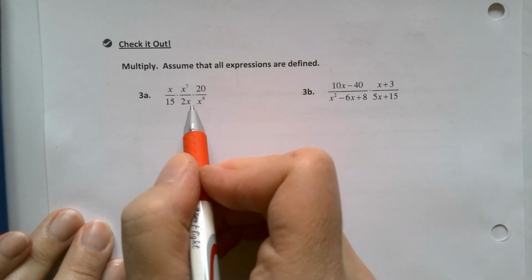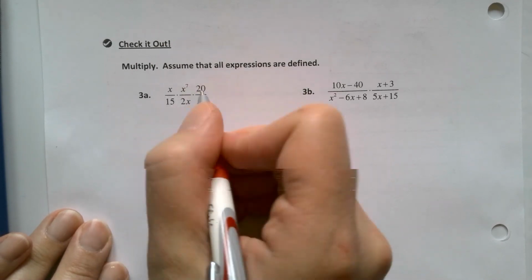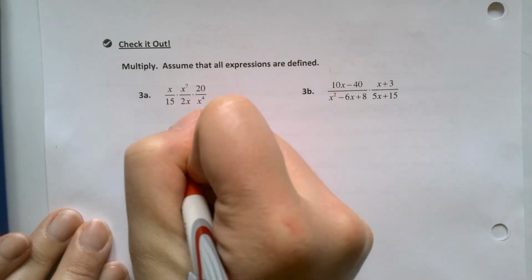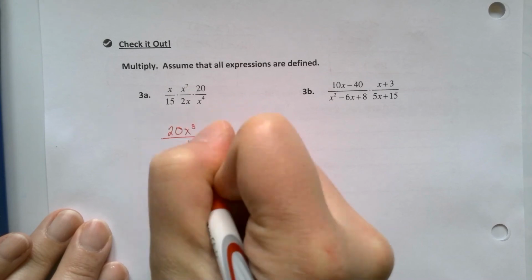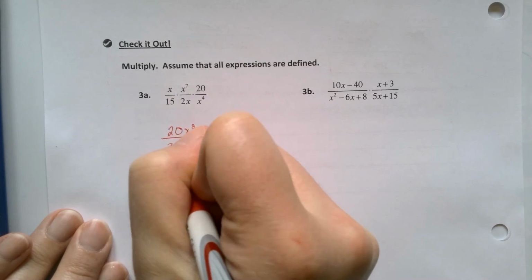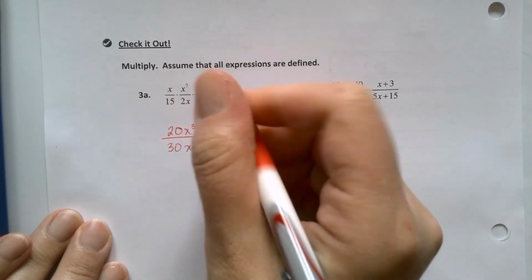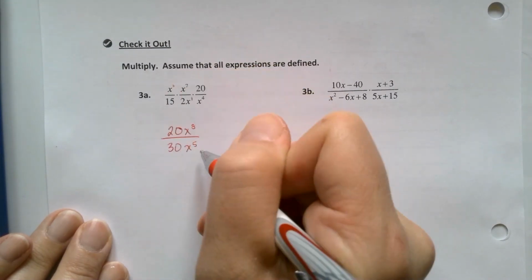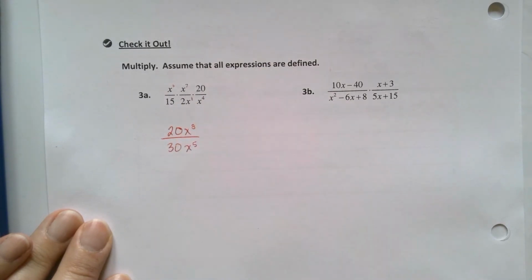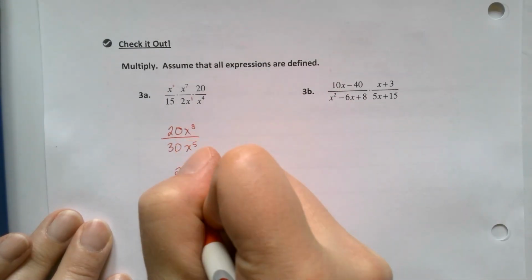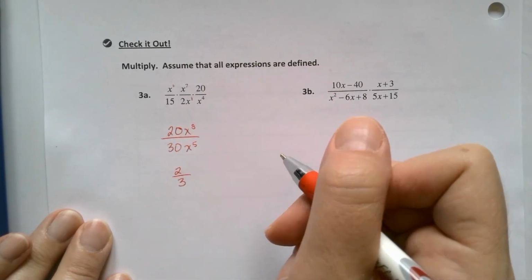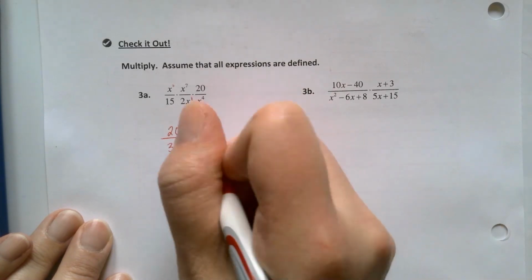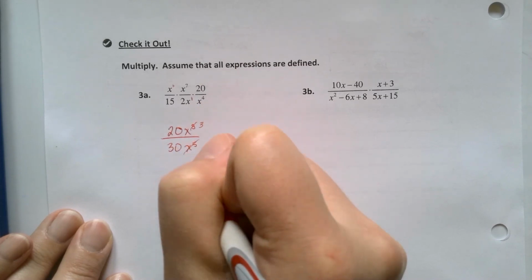You saw that I made an error, so maybe I should just take a note from my own page here, and let's just clean it up. This would be 20x to the 8th over, we can do 15 times 2 is 30, x to the 5th. And don't forget that that is a 1 there, and that's why I have 5 of them in the bottom and 8 up top. Okay, the 20 and 30 are going to reduce, so I'm left with 2 over 3. They would have a common GCF of 10. And then there are going to be these canceling out and leaving me x to the 3rd on top.